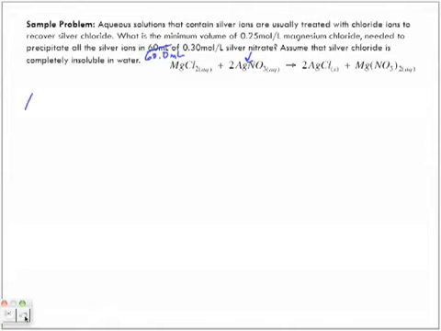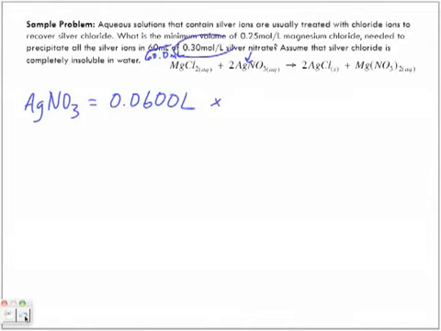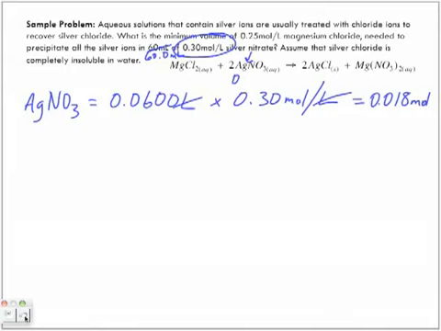So, of the silver nitrate, we've got 0.0600 liters, and we're going to multiply that by 0.30 moles per liter. Liters cancel out, and my answer is in moles. So I've got 0.018 moles of silver nitrate.